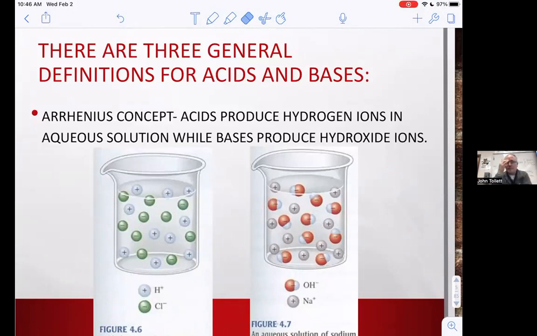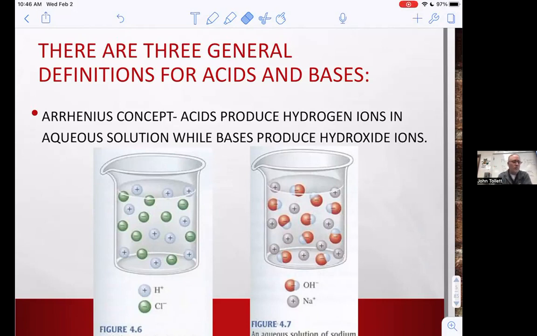But there are other things that have acidic properties, maybe cause something else to lose hydrogen ions or produce hydrogen ions in solution, but don't actually dissociate those hydrogen ions. But the Arrhenius definition is the first and most basic. It just says acids make hydrogen, bases give off hydroxide, and that's it.